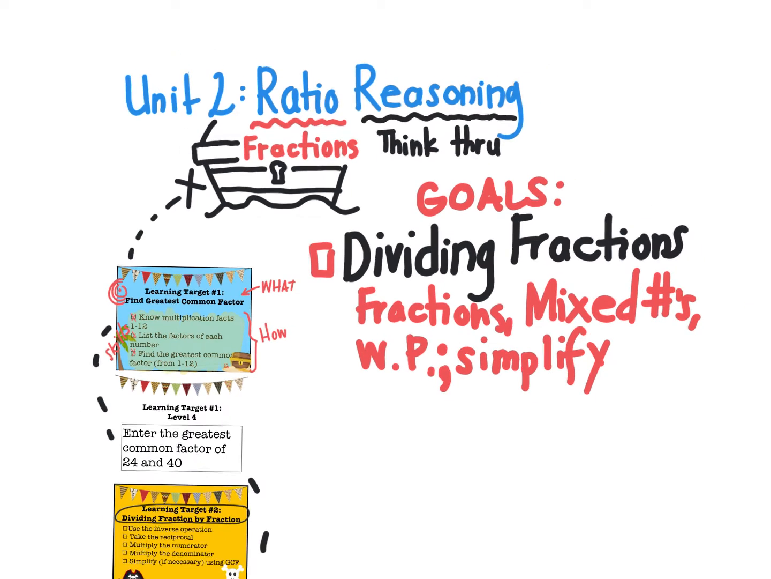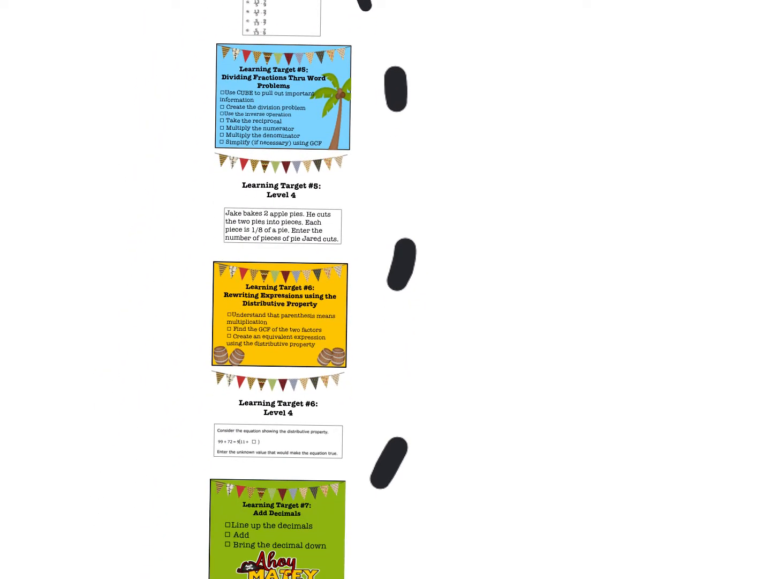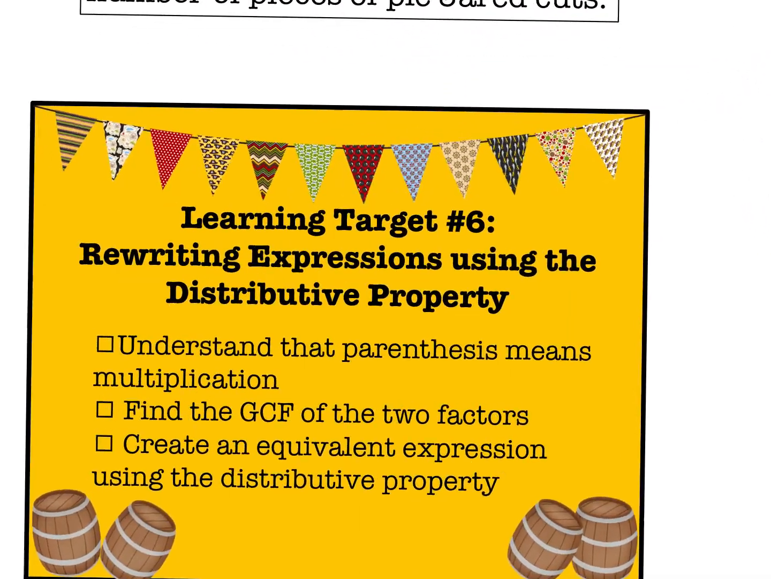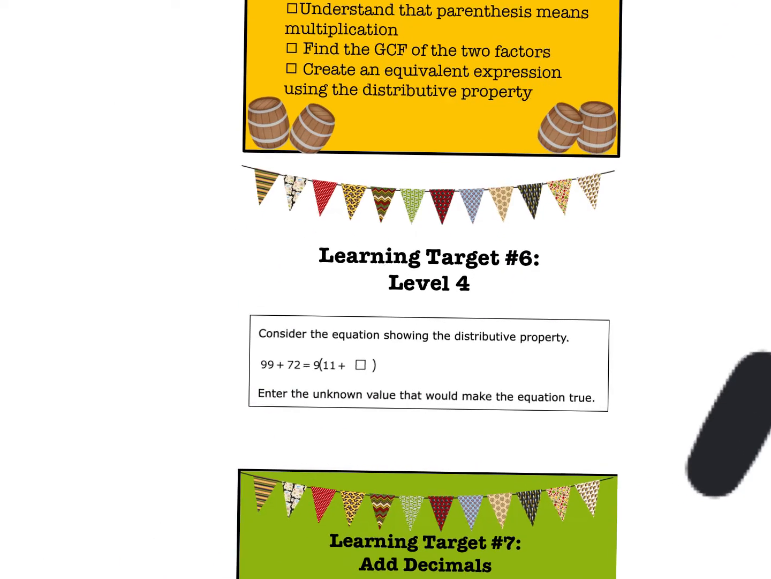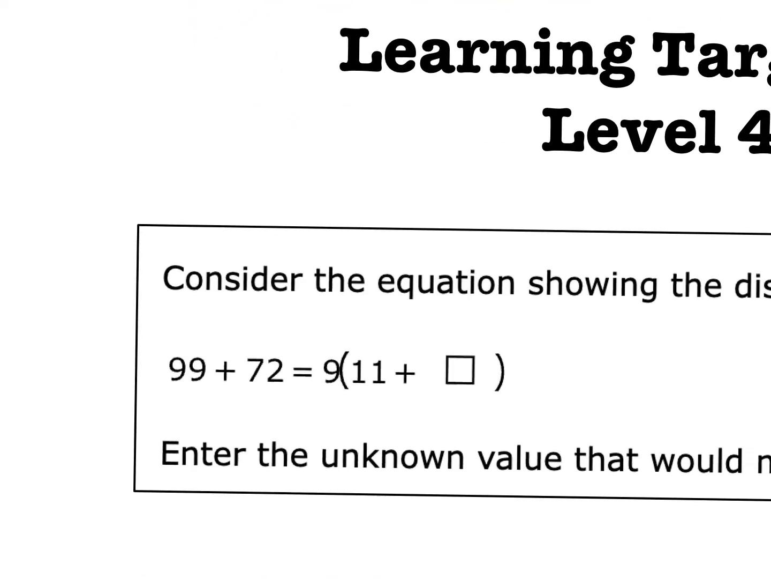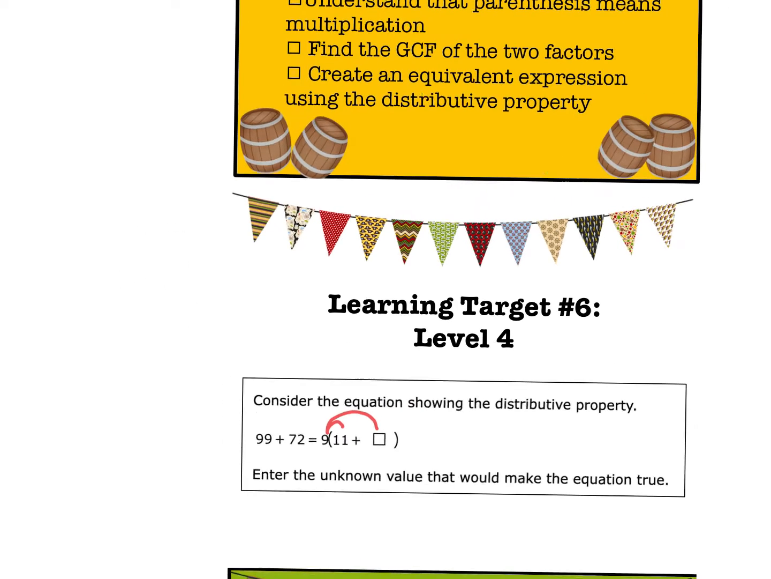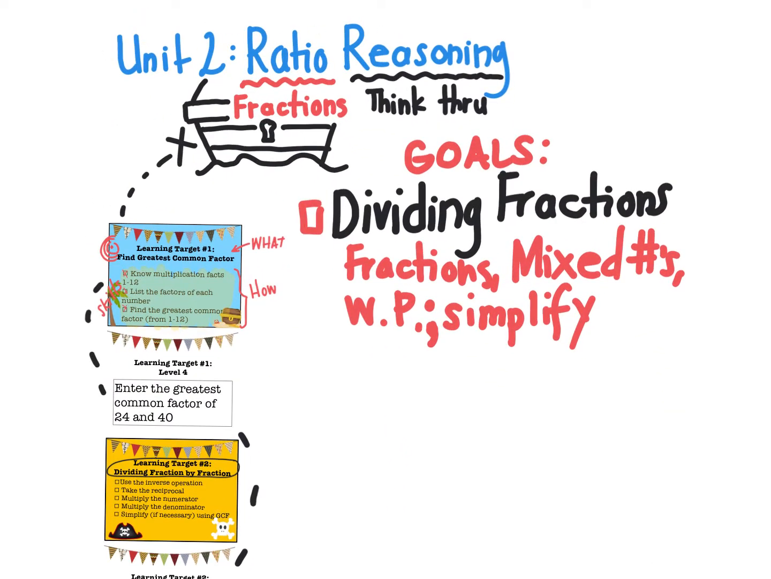Okay. One of the other learning targets that I wanted to focus on, let's go way down here, is using the distributive property, right? Well, what does that look like? Well, I'll show you. If you can do something like this, where 99 plus 72 is the same as 9 times 11 plus 9 times some other number. Okay, so we're going to be working with the distributive property. Let's write that down also. So I'm going to put my box here. We're going to be working with the distributive property.